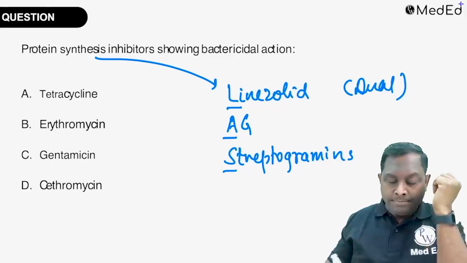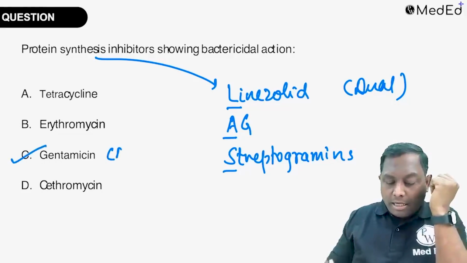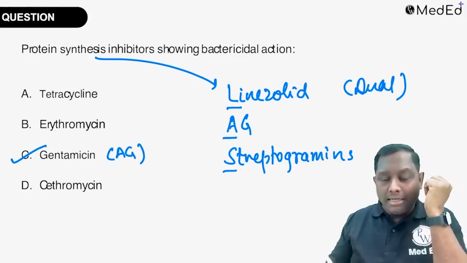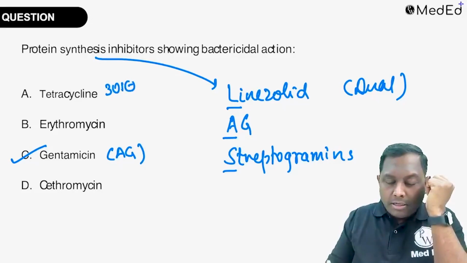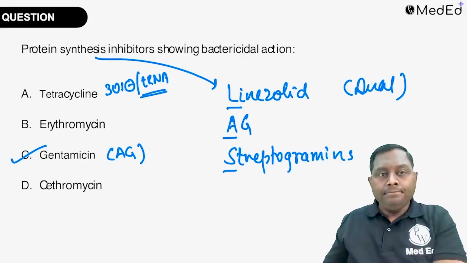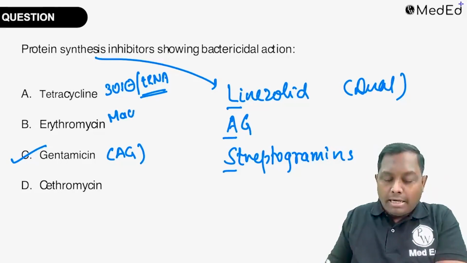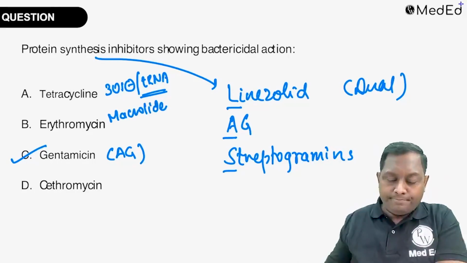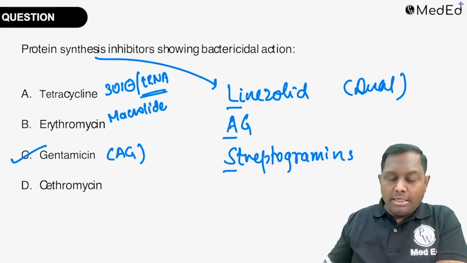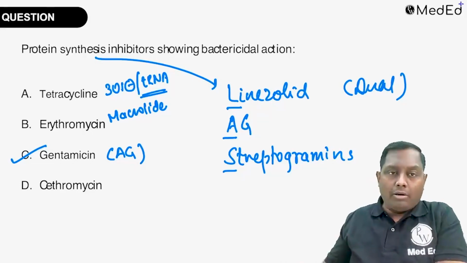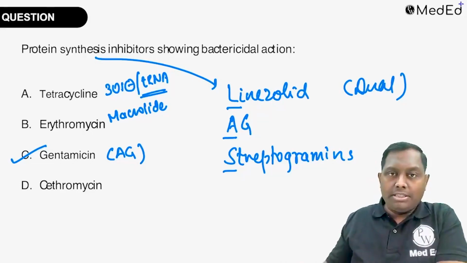Among the given choices, we have gentamicin, which is one of the aminoglycosides. Tetracycline is a 30S inhibitor, inhibiting tRNA interaction with the acceptor site. Erythromycin is a macrolide, acting at the 50S ribosomal subunit. Azithromycin is a variant of the macrolide only. So gentamicin is the only one that is cidal.